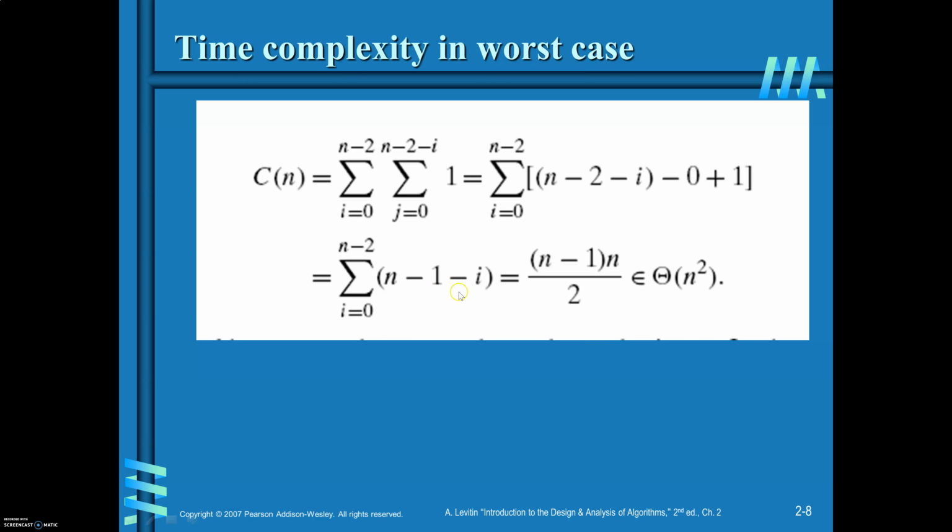n minus 1 minus n minus 2 is nothing but 1. So 1 plus 2 plus 3, and so on up to n minus 1. The final answer, that is the sum of natural numbers up to n minus 1 terms, is n into n minus 1 by 2. So this belongs to theta of n square.